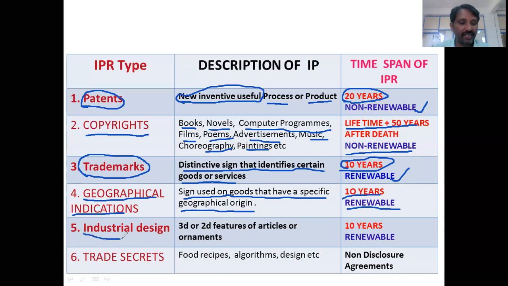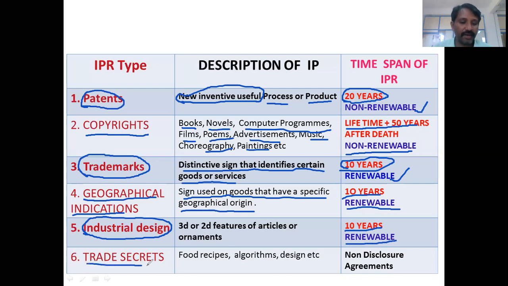The fifth one is industrial designs. Industrial designs are the three-dimensional or two-dimensional features of articles, for example shape, pattern, colors, or lines of any article, especially jewelry, or any article with a specific shape. They offer a certain comfort in use. Those designs can also be registered, and they are valid for 10 years. Whoever invented them can use them, and they forbid anybody from using the same design. So industrial designs are also for 10 years, and they are renewable.